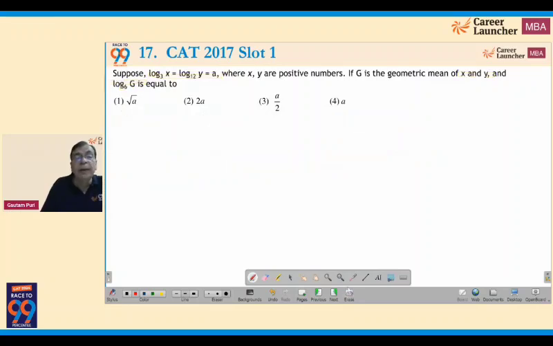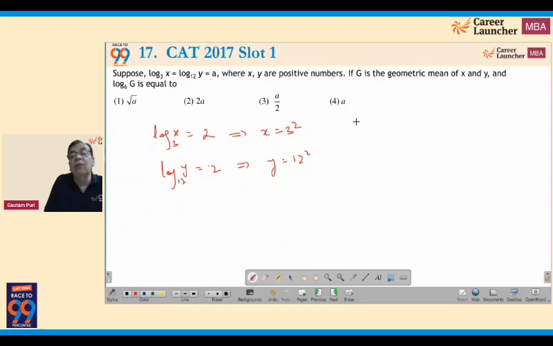So let us assume by taking a equal to 2. If a is equal to 2, what do we get? Log of x base 3 is equal to 2 and log of y base 12 equal to 2. What does this imply? x is equal to 3 square and this implies y is equal to 12 square.